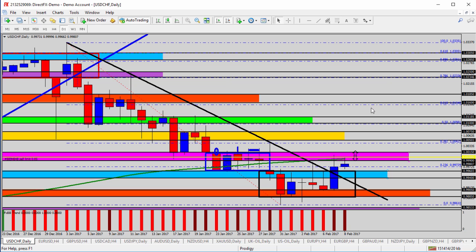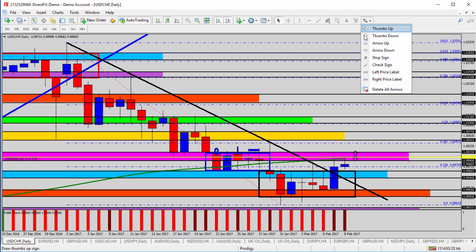So we have 2 potential outcomes here at this pink zone. It's either going to continue doing what it's doing yesterday and today, bouncing off it and going back down, at least to the blue shaded area, or it's going to break through it and go higher. So until one of those 2 things happens, we have opportunities between the pink and the blue zone. The blue zone, of course, is our support.